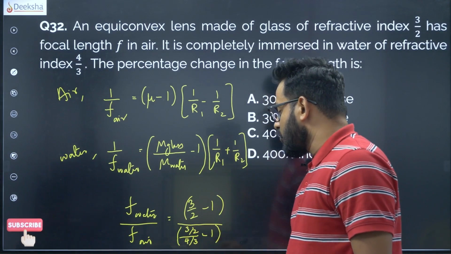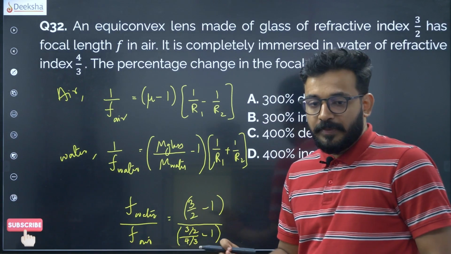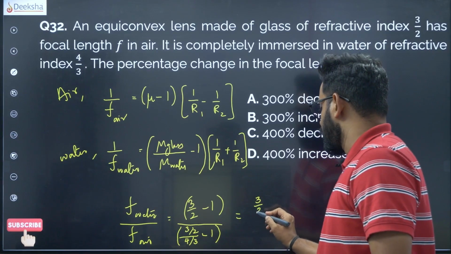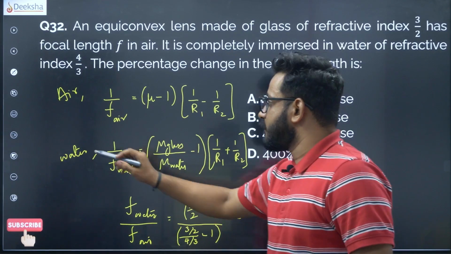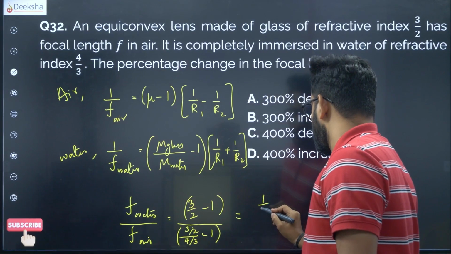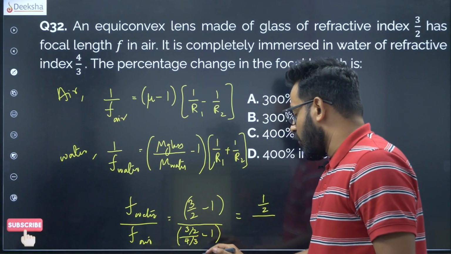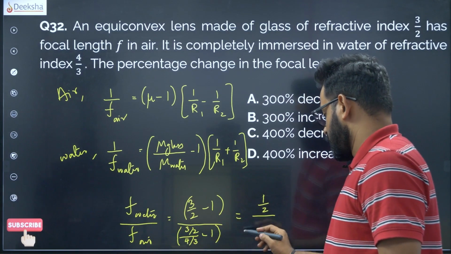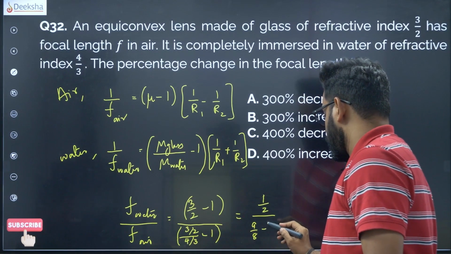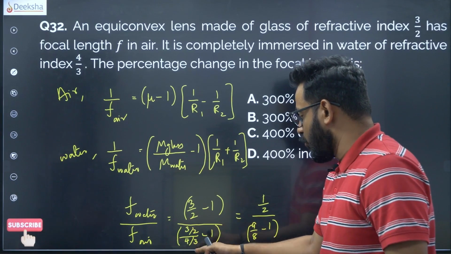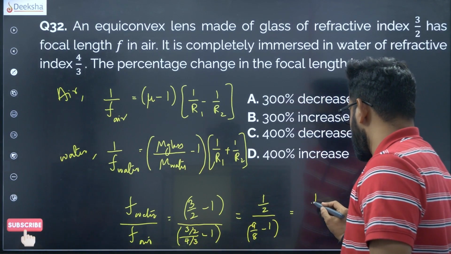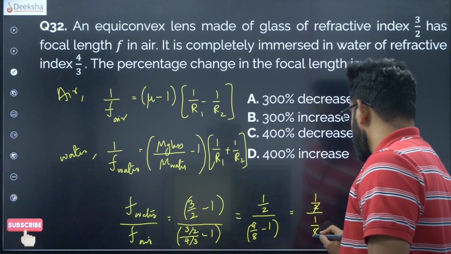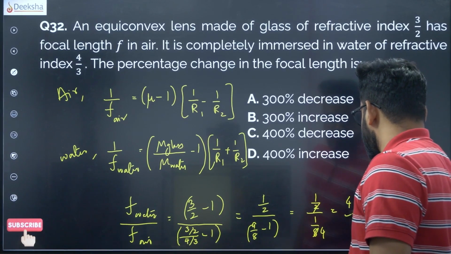So what happens here is, you have 3/2 minus 1, which is 1/2, whole divided by 3/2 by 4/3, that is 9/8, minus 1. Simplify this: 3 goes up, 2 comes down, 9/8 minus 1 is 1/8. So 1/2 divided by 1/8 is 4.